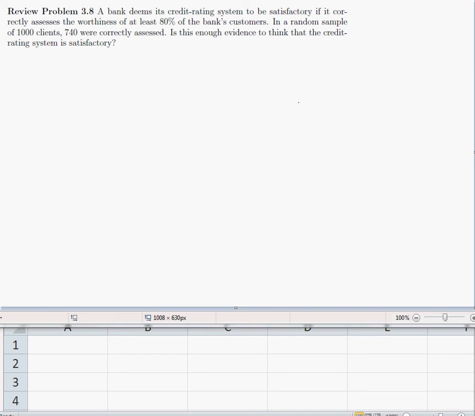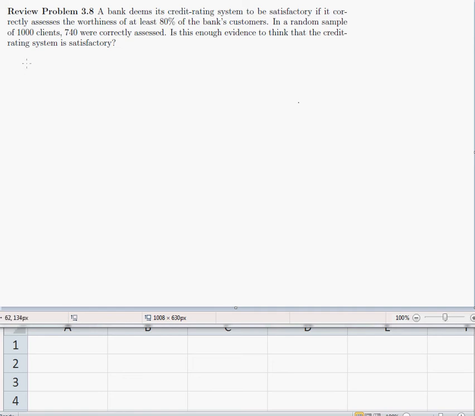Let's take a look at this hypothesis testing problem involving a proportion. A credit rating system is deemed to be satisfactory if it correctly assesses at least 80% of the bank's customers. Unfortunately, in a sample of 1,000 clients, only 740, which is 74%, were correctly assessed. Is this enough information to think that the credit rating system is satisfactory?